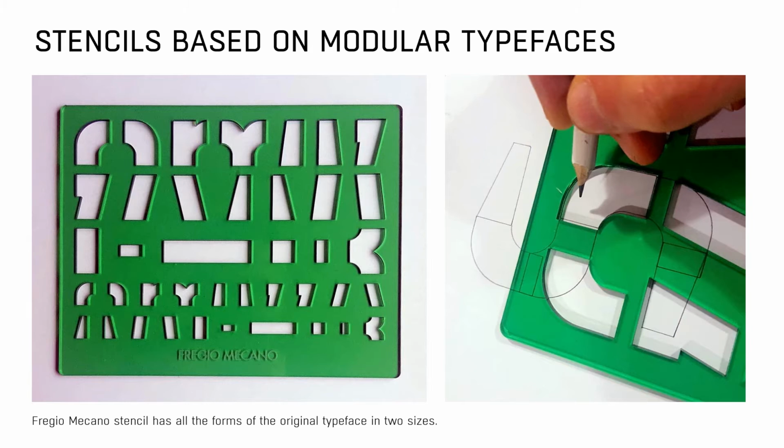One of the first modular typefaces in history was Fregio Mecano, which translated from Italian means mechanical ornament. It was designed at the end of the 20s. It consists of 20 pieces that can be assembled to create letters, numbers, patterns, borders, etc. To complete the stencil and give it more combinatorial options, the set of modules was presented in two sizes, 6 and 3 ciceros.